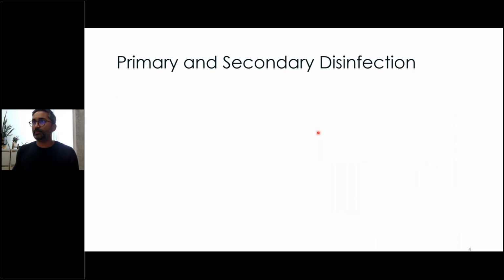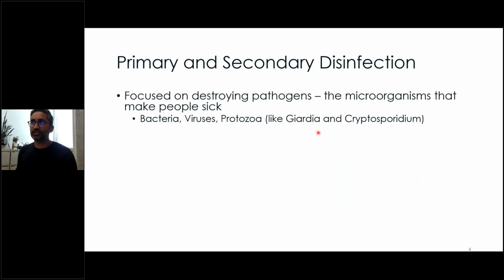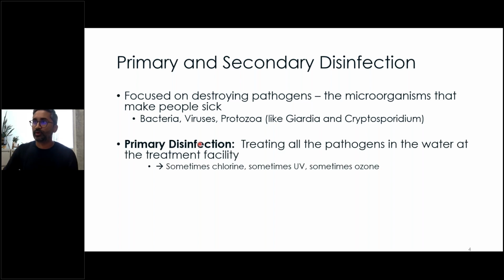So we're going to talk a little bit more about primary and secondary disinfection. Like I was saying, with disinfection, we're really targeting microorganisms that can make people sick, specifically bacteria like E. coli, viruses like adenovirus, or protozoa, which are things like Giardia and Cryptosporidium that you may have heard of. And with primary disinfection, just to reiterate, we're treating those pathogens in the water at the treatment facility or the treatment system.